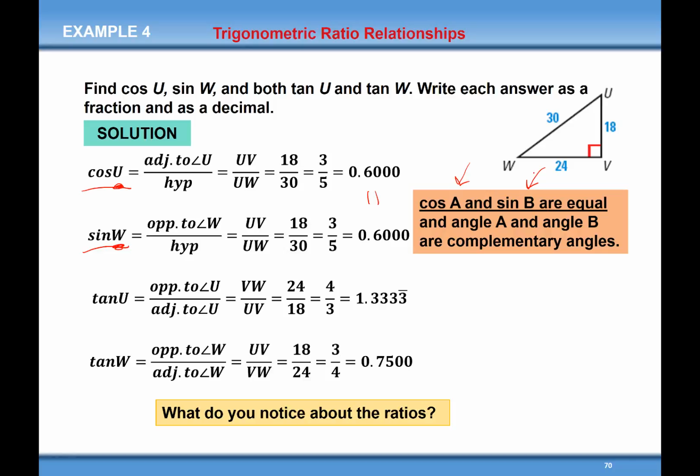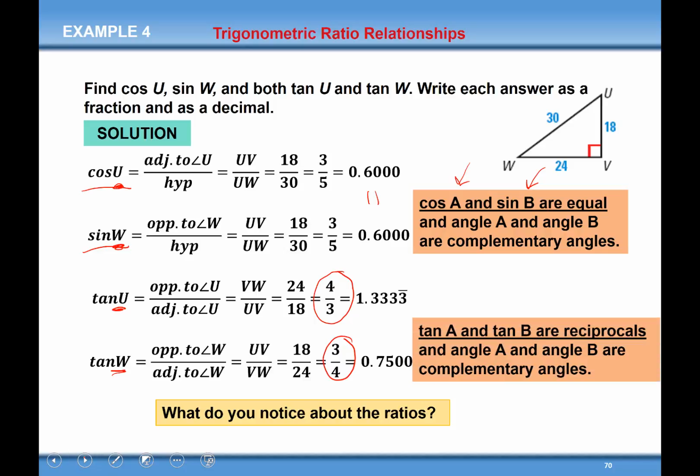Now, here I want to look at the tangent of u and the tangent of w. Remember, u and w are still complementary angles, but what you'll see here, and it's easiest to see this in fraction form, is that they are the reciprocals of each other. So the tangent of one angle is the reciprocal of the tangent of its complement. Again, the tangent of A and tangent of B are reciprocals as long as A and B are complementary, and that always happens when we're talking about a right triangle.